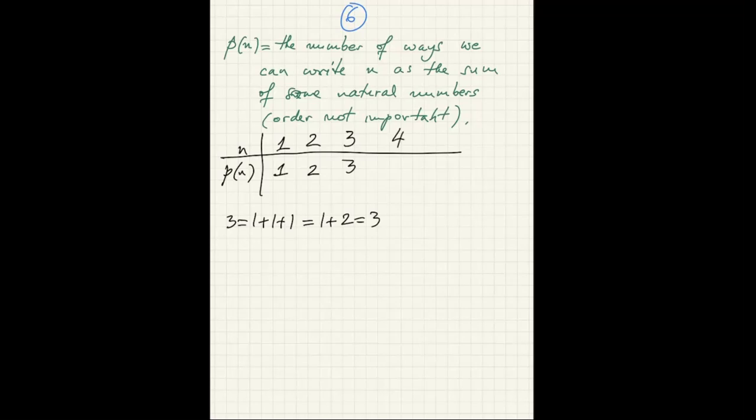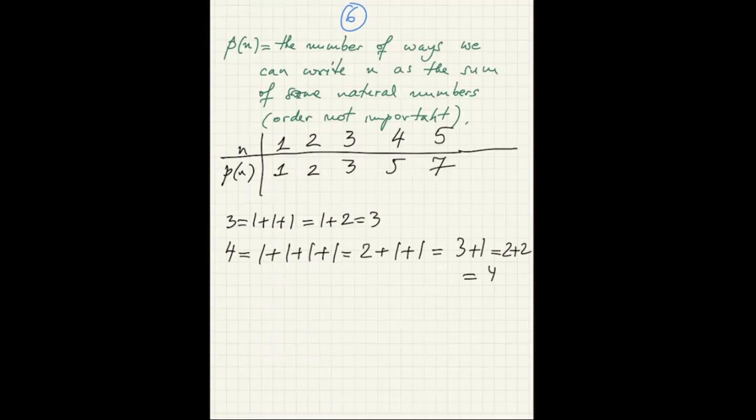And then for 4, we have, as before, 1 plus 1 plus 1 plus 1, 2 plus 1 plus 1, 3 plus 1, 2 plus 2, and 4. So there are 5 ways. And I leave it to you to figure out that P5 is 7, and so on.